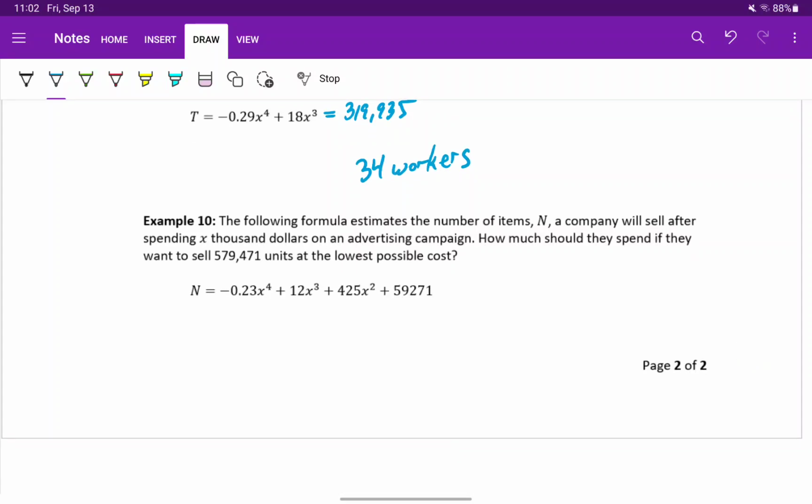In example 10, we'll have another case where we're going to come up with multiple solutions, and we'll want to pay attention to this language, at the lowest possible cost, and use that to weed out the results that we don't want. In this case, our formula gives us the number of items N a company will sell after spending X thousand dollars on an advertising campaign. How much did they spend if they want to sell 579,471 units at the lowest possible cost?